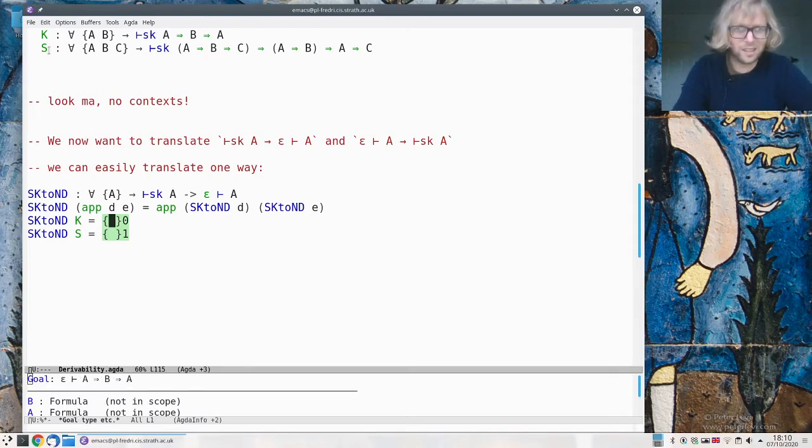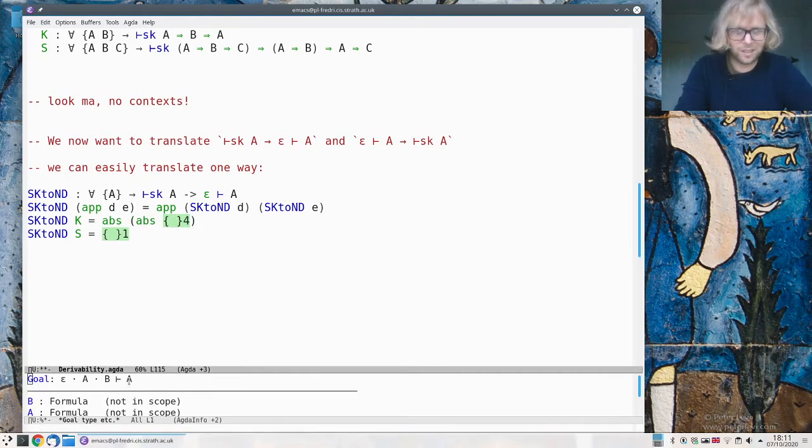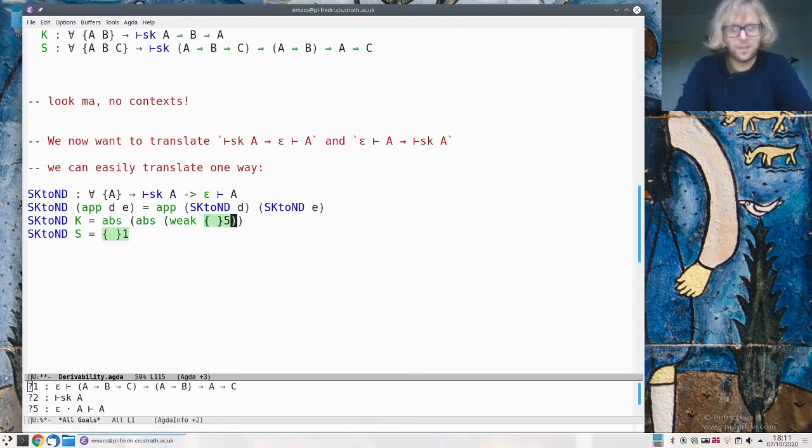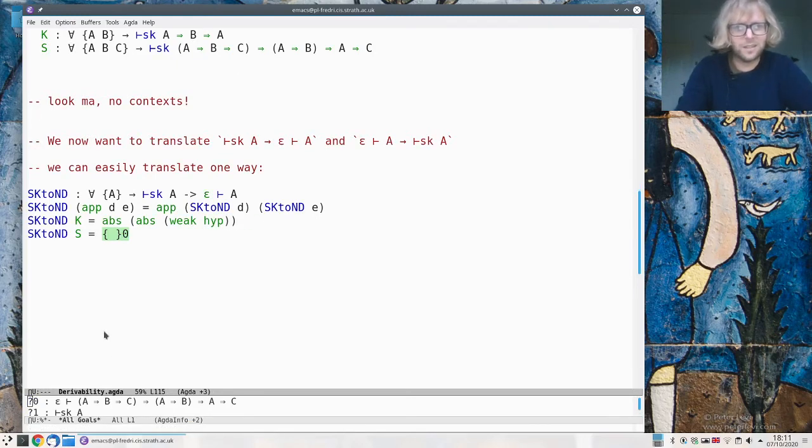So here, since K says that there is a derivation of this formula, we have to give a derivation of that formula in the other system. And we see that it's a derivation of an implication. So the standard way to do this is by using abstraction. And here again, we have a derivation of an implication. So we do another abstraction. And now here, we have to derive an A. Well, we have an A in our context, but we first have to weaken past this B. Okay, and now here we have to give a derivation of A given that we have an A. That's exactly the hypothesis. Right.